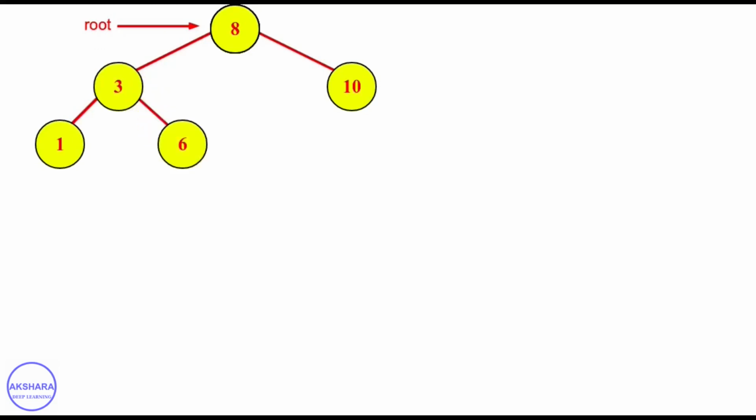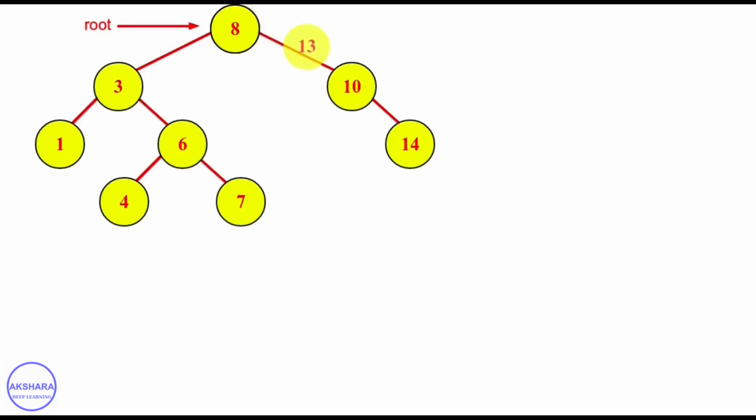Insert 14: again start from root 8, 14 is greater than 8, go to the right subtree. Again 14 is greater than 10, so insert it as the right child of node 10. Similarly 4 will be inserted as the left child of node 6, and node 7 as the right child of 6. And finally 13 will be inserted as the left child of 14.